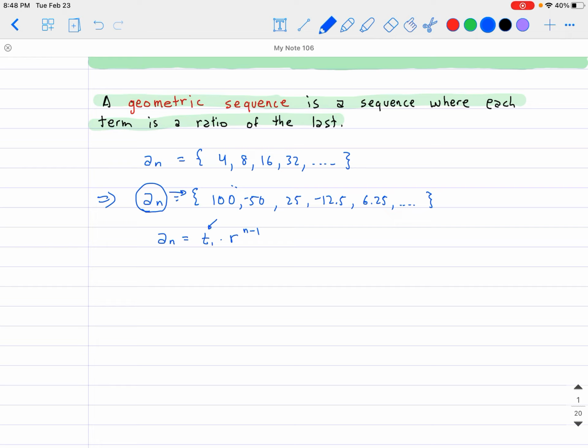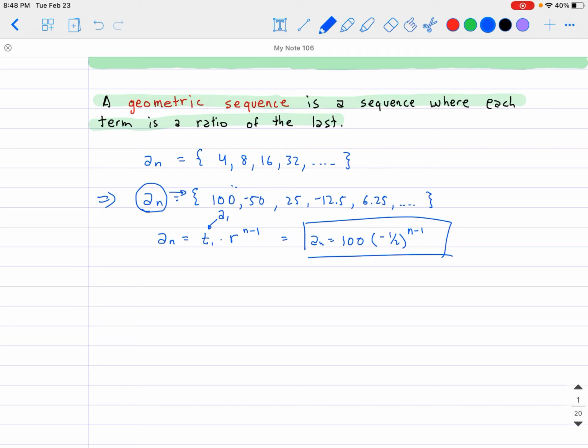Or some people write, in this case, it's going to be A of 1 because it's the first term. So that means my A of n in this case is going to be equal to 100 multiplied by negative 1/2 raised to the power of n minus 1. And that's going to be my geometric sequence equation.